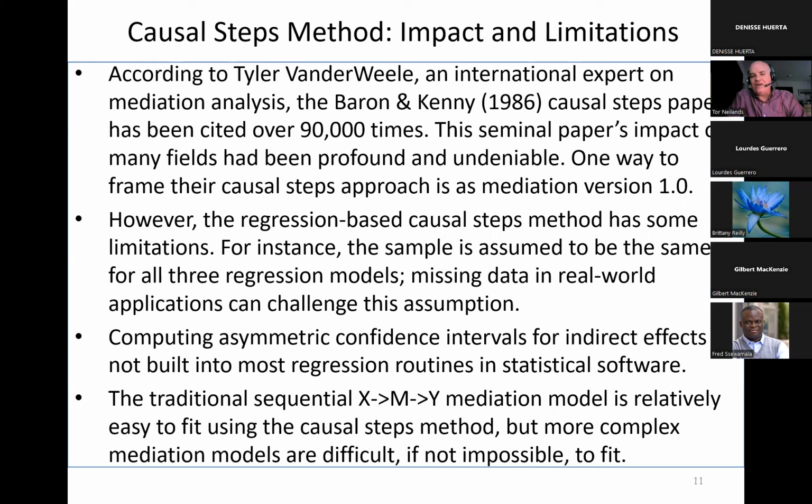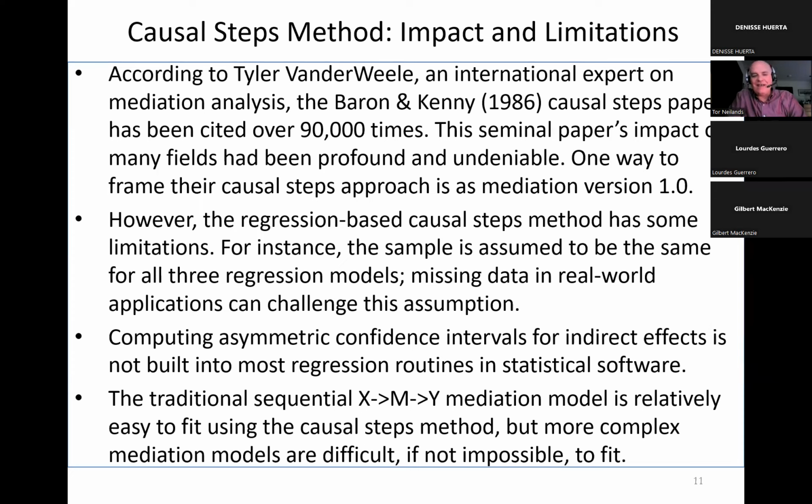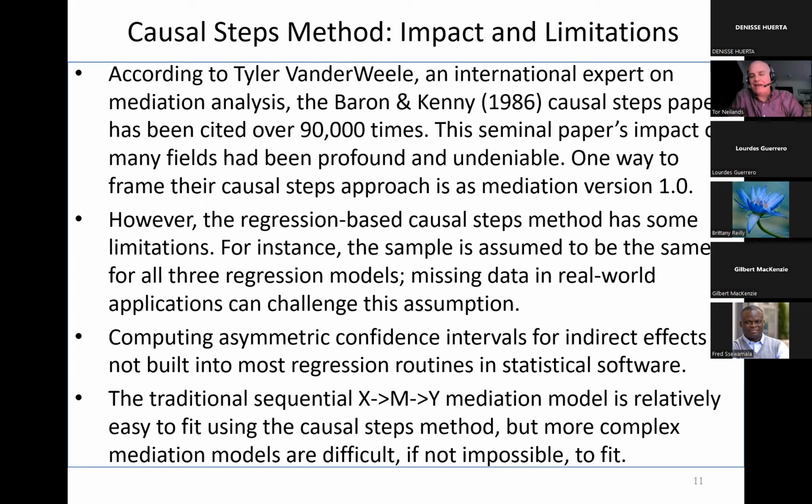So the regression-based causal steps method, as wonderful as it is, does have some limitations. One limitation, for instance, is that the sample is assumed to be the same for all three of those regression models. And as we know, in real world analytic contexts, you can have missing data and that can lead to different Ns for the different regression models, and that can be a little bit problematic. The other thing is, as I mentioned, we really ideally want to compute asymmetric confidence intervals for indirect effects, but that's not built into most regression routines and statistical software.